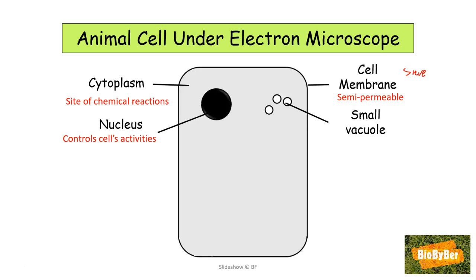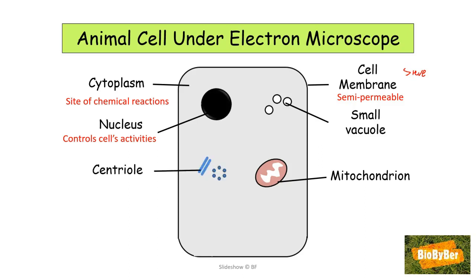Now let's include the cell components that you would see under the electron microscope and that we did not see under the light microscope. The first cell component that can be seen is the mitochondrion. Now cells have loads of mitochondria, plural. However, for the sake of the exam, we will just put in one.